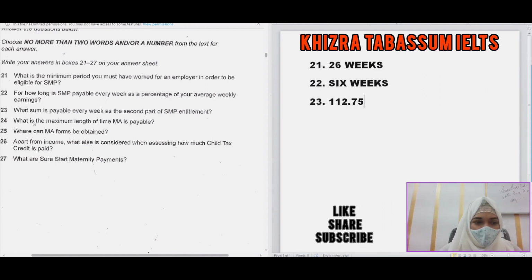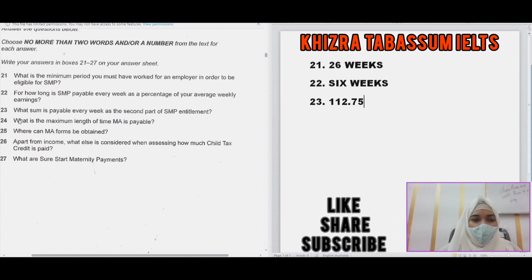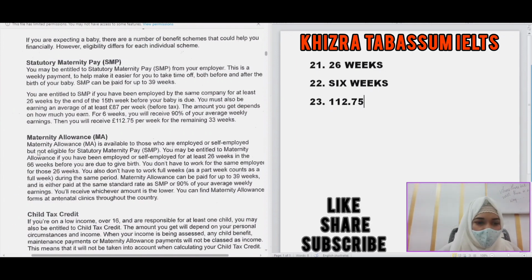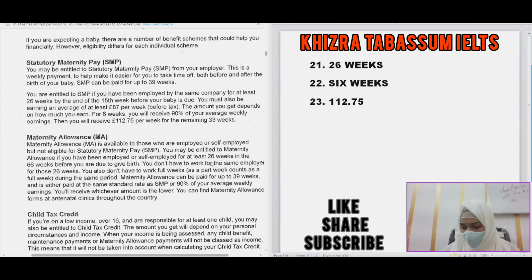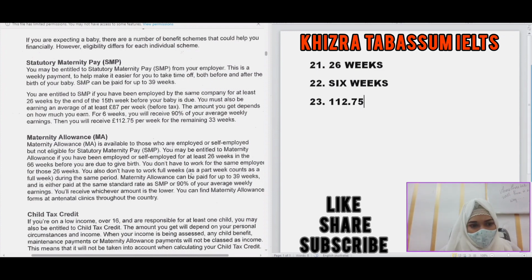Okay, what is the maximum length of time MA is payable? Now this SMP passage is finished, right? Now the next one: what is the maximum length of time MA is payable? Maternity allowance is available for those people who are self-employed and not eligible for this. You have been employed for 26 weeks, in the 66 weeks before, and you don't have to work for the same employer for those 26 weeks.